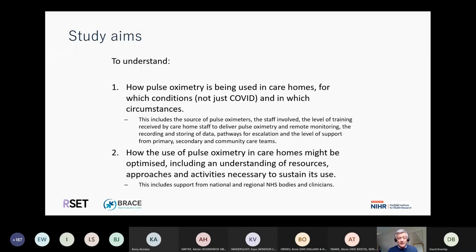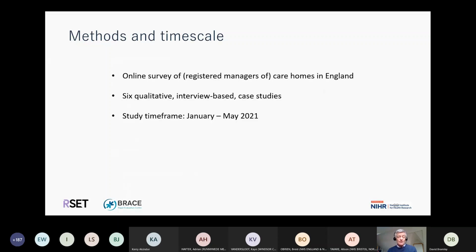So if I could have the next slide, please. What we're basically going to do is very straightforward. It's a survey which will be sent not directly from the research units, but via an intermediary, so that we're not in any breach of GDPR regulations. It's an online survey, which will go to the registered managers of all care homes in England.